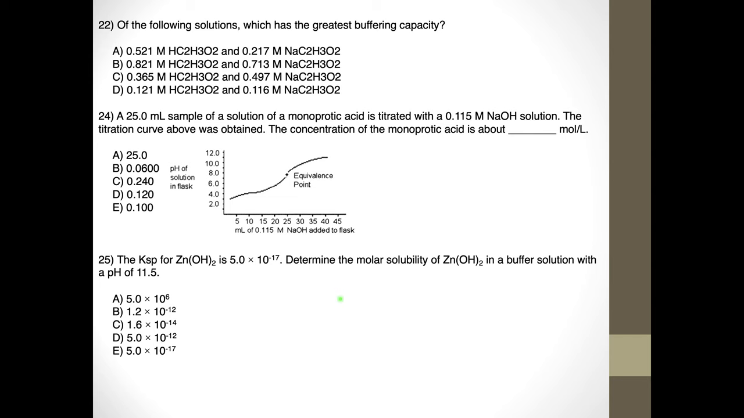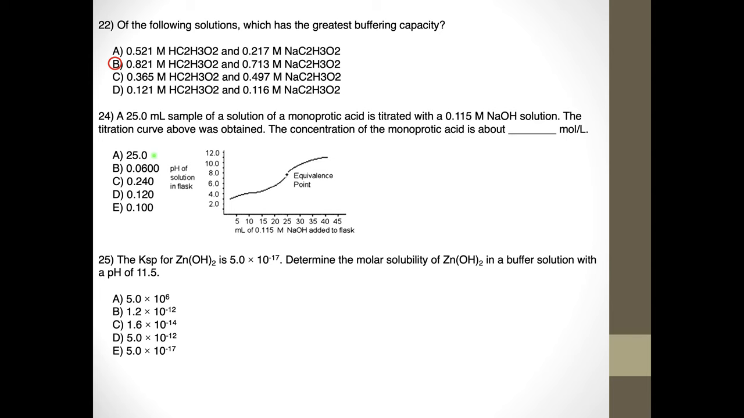Number 22, of the following solutions, which has the greatest buffering capacity? The greatest buffering capacity is associated with the concentration of each of them. So the one that has the highest concentration is going to have the greatest buffering capacity. Here we have 0.8 and 0.7, which is larger than any of the other three. So B is the right answer, because we have the higher concentration for both, making it the buffer with the greatest buffering capacity.